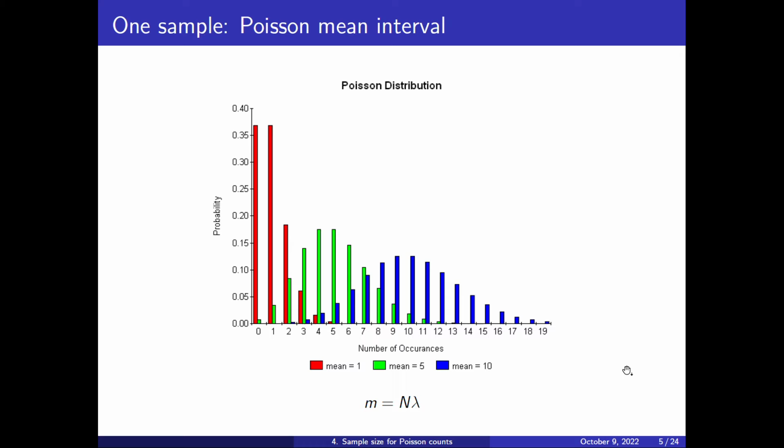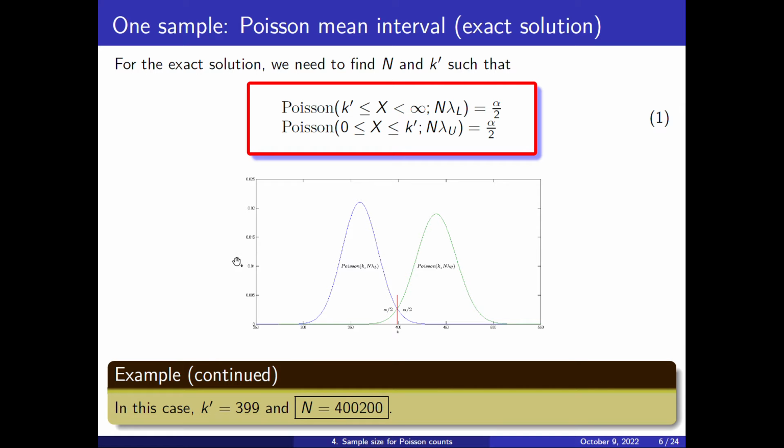Okay, and just to show what the Poisson distribution looks like. This mean is n times lambda in our notation, and you see that if the mean is small, then the distribution looks rather skewed. As the mean grows, the distribution looks more and more like a Gaussian. Actually, when n times lambda is sufficiently large, it can be well approximated by a Gaussian distribution.